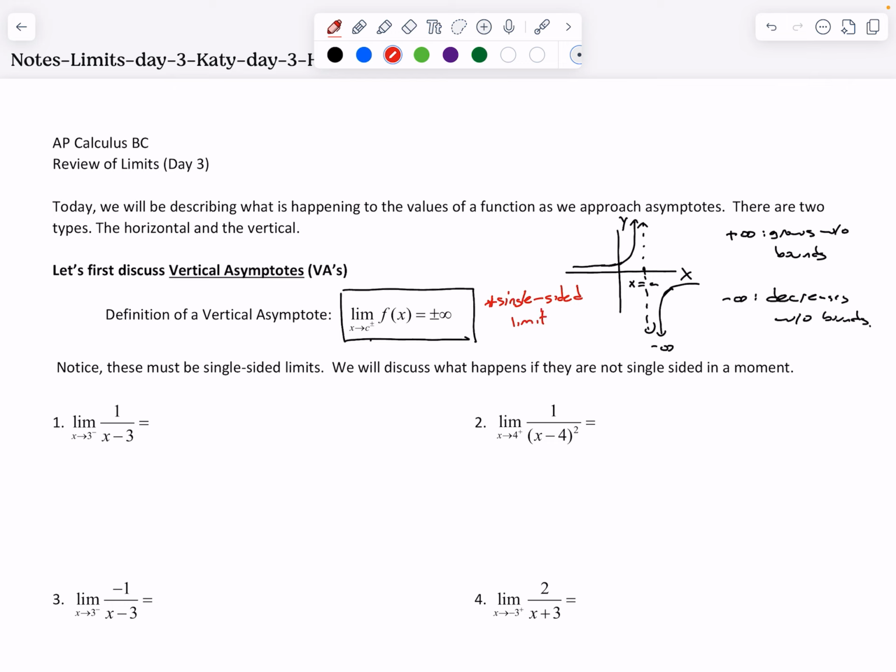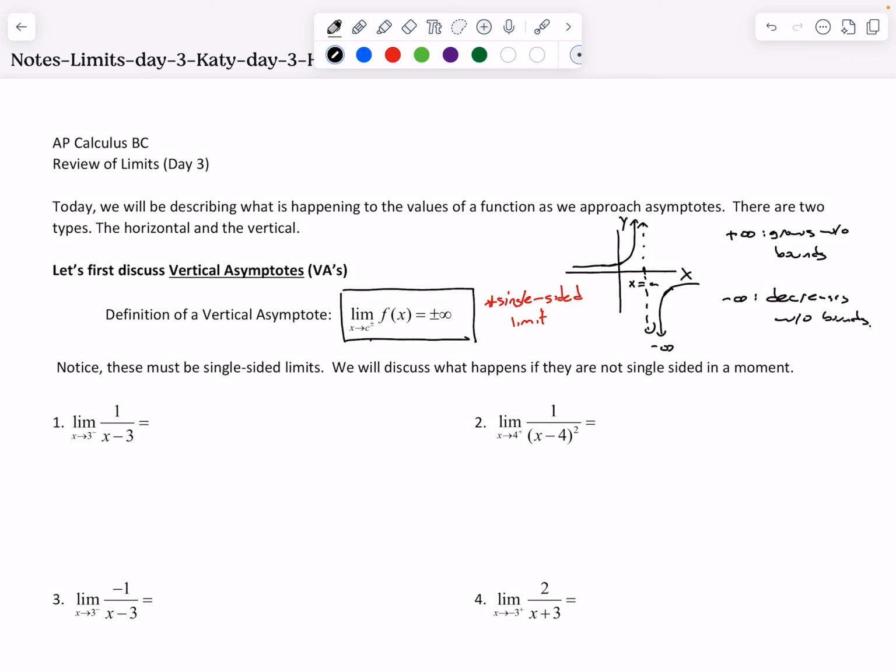And we can kind of see from the example that we drew earlier, from the left, we're approaching positive infinity. From the right, we are approaching negative infinity. So in this case, the actual limit would not exist. As a result, when we deal with asymptotes, we typically only deal with a single side of a limit. So let's take a look at how we can solve these types of limits.